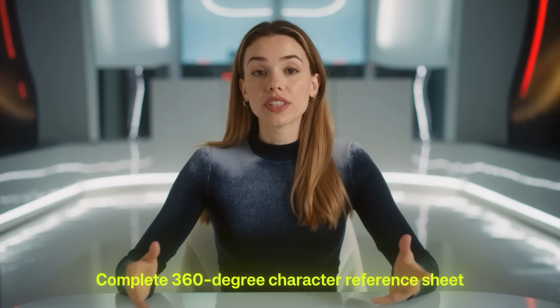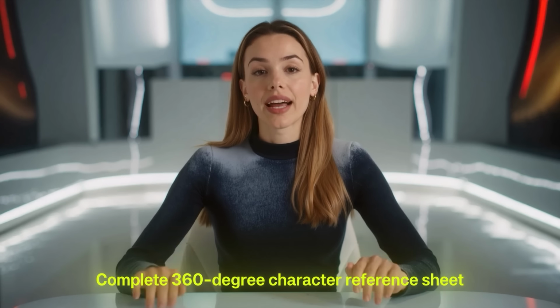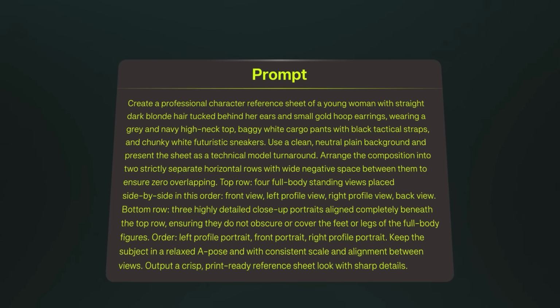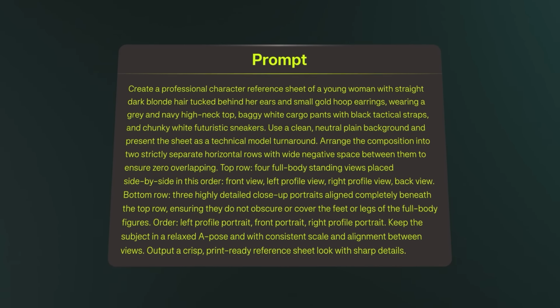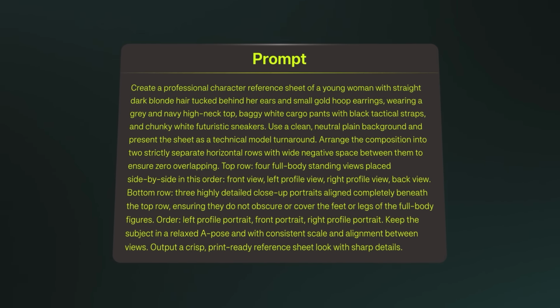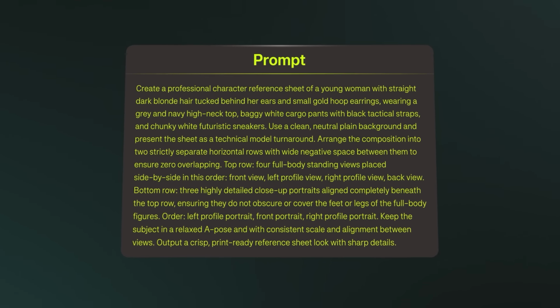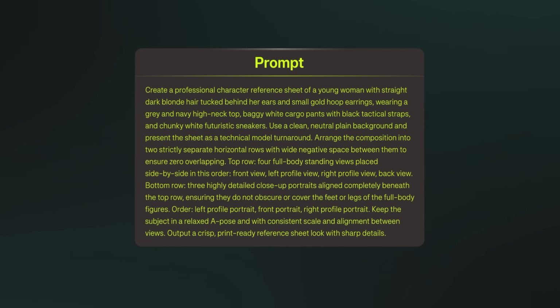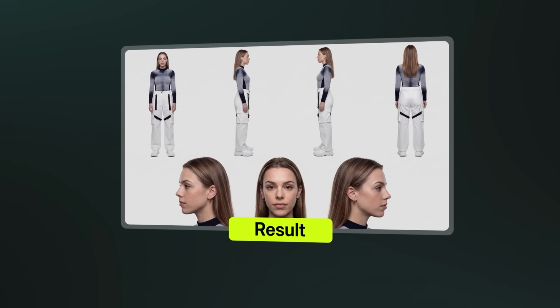To fix this permanently, we need to build our complete 360-degree character reference sheet, which will act as our character DNA. So instead of stopping at the side-by-side reference image, we'll use that image as our new reference to generate our full character reference sheet. To do this, we'll head back to Nano Banana 2 and prompt it for a professional character reference sheet that includes a top row of 4 full body shots that show a front view, left profile, right profile, and back view, as well as a bottom row of 3 close-up shots showing a left view, front view, and right view. And the result is exactly what we need.